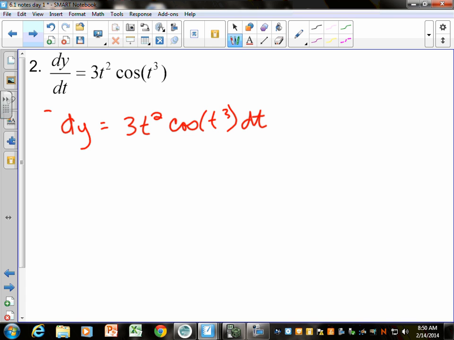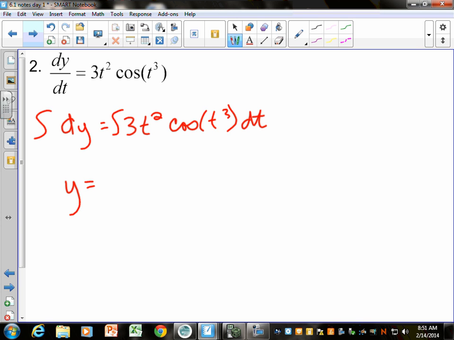So how about this one? I'll do this part for you. The integral of dy is still y. But what about this one? This one's a little different. They're wanting you to think a little bit today about what the integral of 3t squared cosine of t cubed would be. Tricky, right? It's multiplication, so we have to think a little bit.